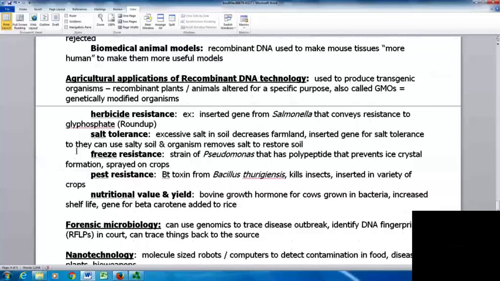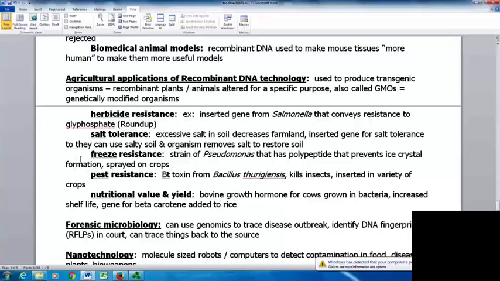So one example is herbicide resistance. Here you insert a gene from Salmonella that conveys resistance to glyphosate or Roundup. We've made them have salt tolerance. Excessive salt in the soil will decrease the amount of farmland. By inserting a gene for salt tolerance, you can use the salty soil, and the organisms can actually remove the salt to restore the soil.